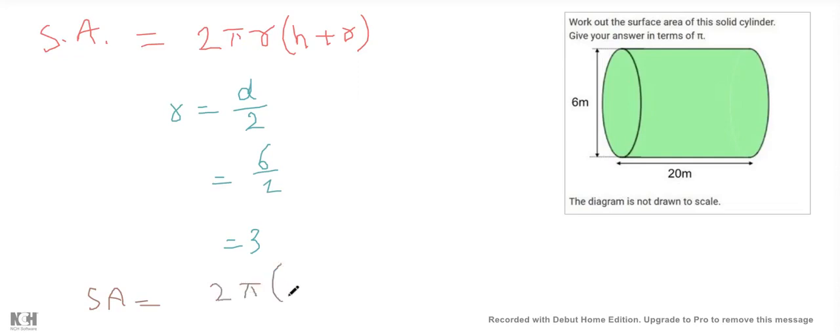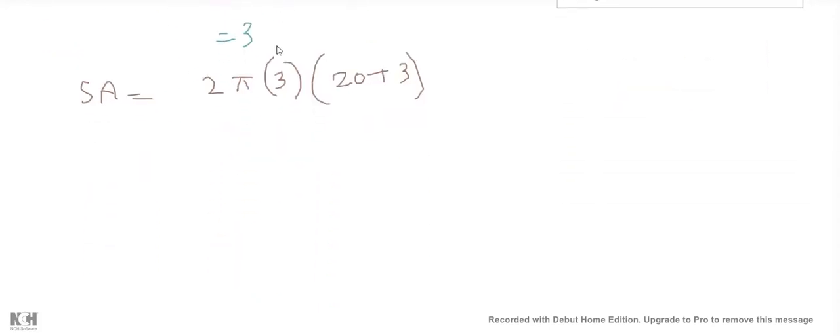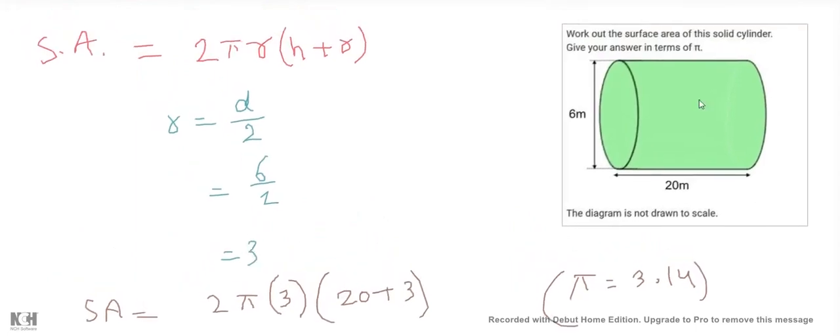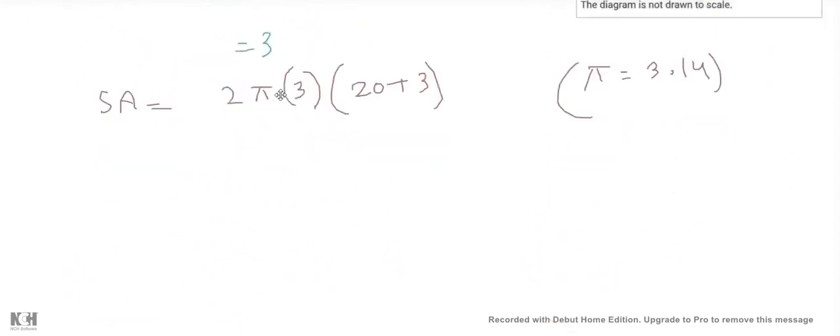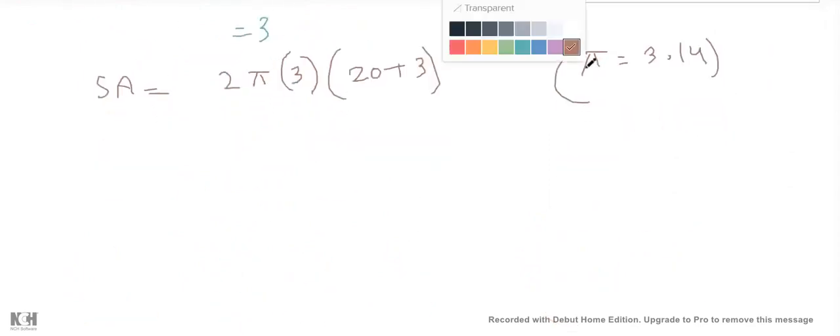So we have 2 pi, r is 3, h is 20, r is 3 again. While the pi over here is actually a constant whose value is approximated as 3.14. But if we read the question, we'll see that they have asked us to give our answer in terms of pi. So we'll leave the pi as it is and treat it as a constant.